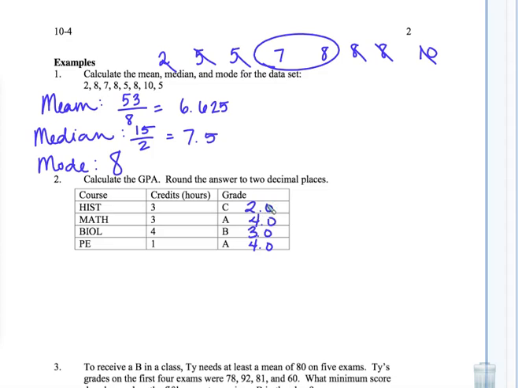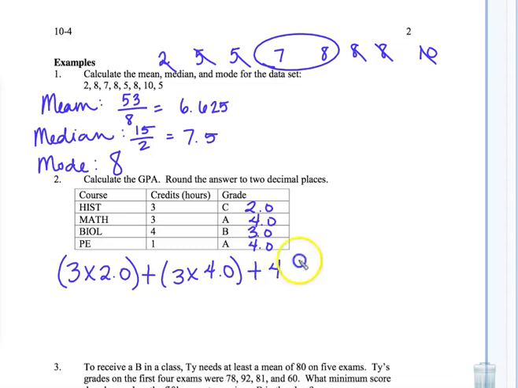And so then you have to decide, well, how many credits was that worth? So if I'm going to do this GPA, I'm taking a history class, it's worth 3 credits, and I made a C in there. What I'll do is I'll do 3 times that 2.0. And then I'm going to add to it, well, I took math and I made an A, so that's 3 credits that I made a 4.0 on. And then I took a biology class, it was 4 credits, I made a B, so that's 4 times that 3.0. And then my PE class was worth 1 credit, 1 times the 4.0.